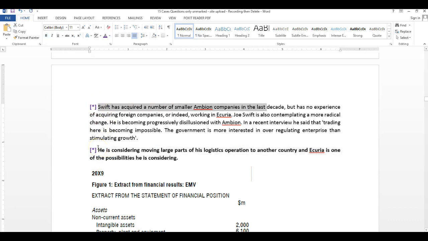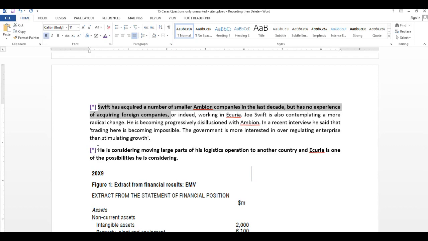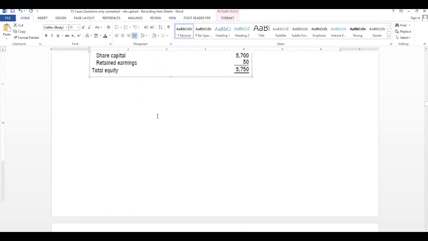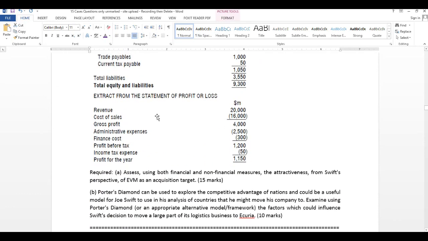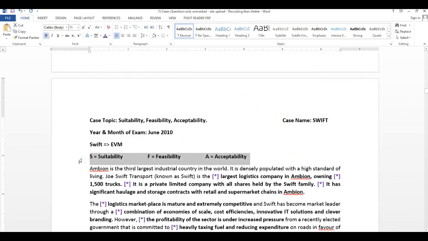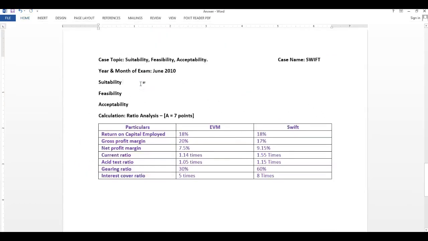Okay. So these are the important points. We also have some financial numbers. So financial numbers like financial position statement has been given, and also the statement of profit and loss has been given. So our job is to find out whether, through the suitability, feasibility and acceptability manner, how these are going to work. I have already created a ratio analysis for the company. I have compared both the SWIFT and the EVM. Okay, that we will discuss later under the heading acceptability.